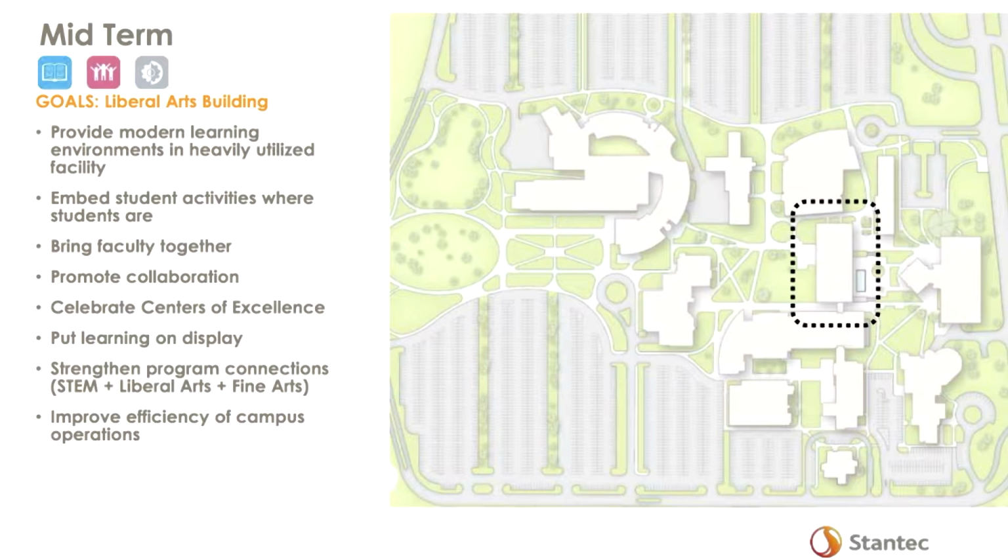The next one is, midterm, is the liberal arts building. Update the learning environment, embed the student activities including food, including student groups, student orgs, where the students already are, instead of having to have them go to the building where those things are put. Bring the faculty together from numerous locations on campus into this building. Promote collaboration, again, put learning on display, strengthen those interdisciplinary programs, and then improve the efficiency of campus operations. And that really gets to the heating and cooling systems, which a lot of it runs out of this building, need to be updated. So we approached this from a number of options.